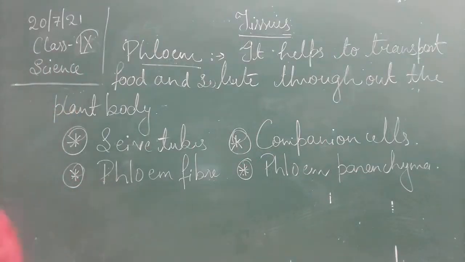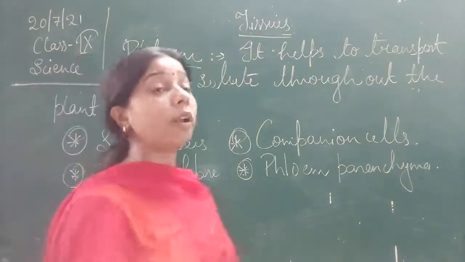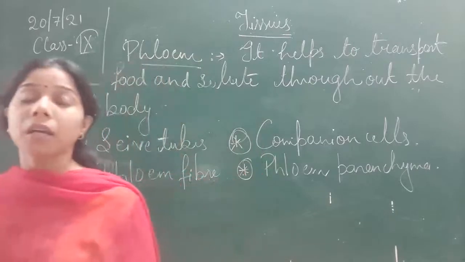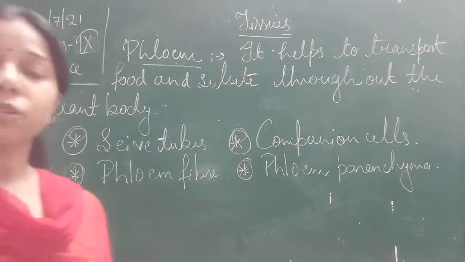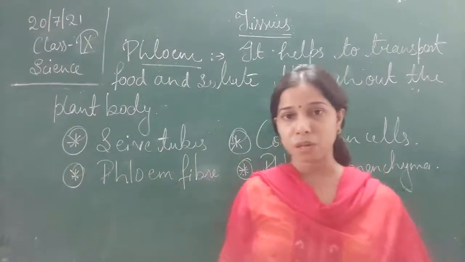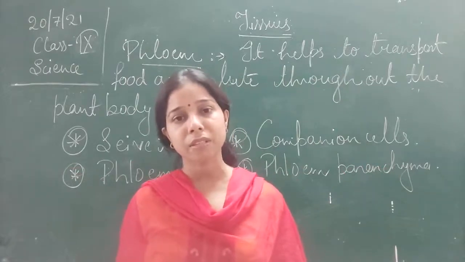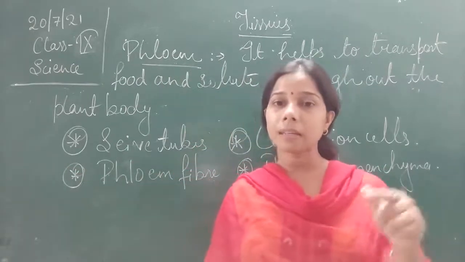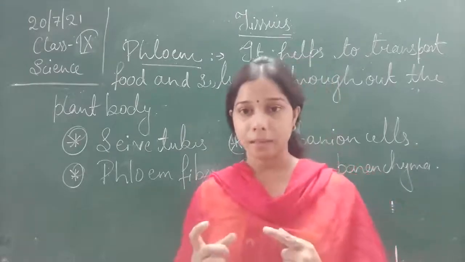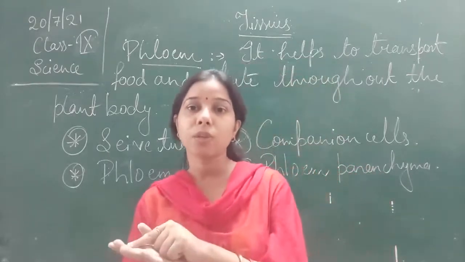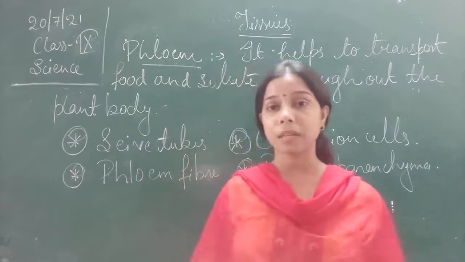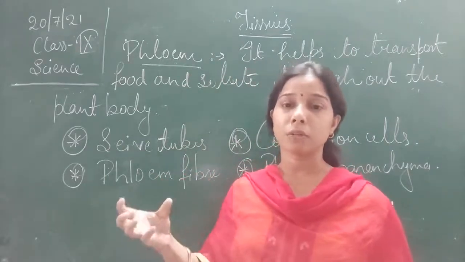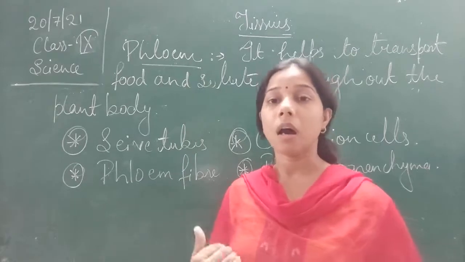So these sieve tubes are elongated, tube-like structures which have a thin cellulosic wall. It means they are living, and that's why the name sieve tubes is given. When these sieve tubes are connected over one another, the sieve plates are there, which form the connection between the two sieve tubes. These sieve plates are perforated plates, having pores in them, due to which the food molecules can move from one sieve tube to the other sieve tube.